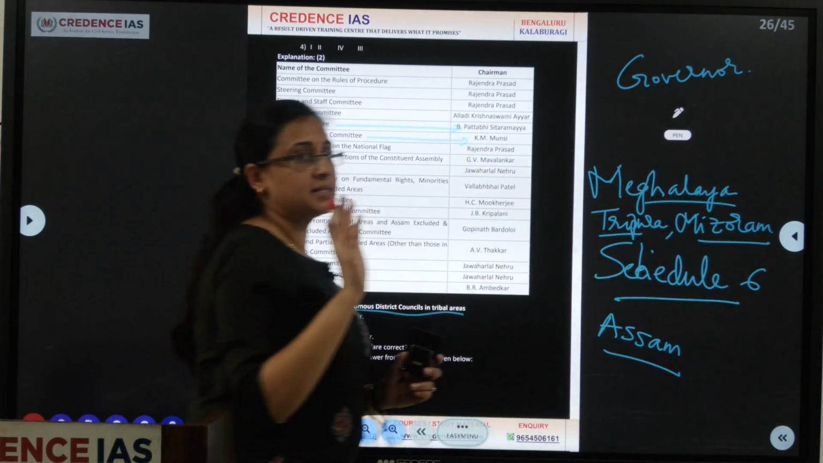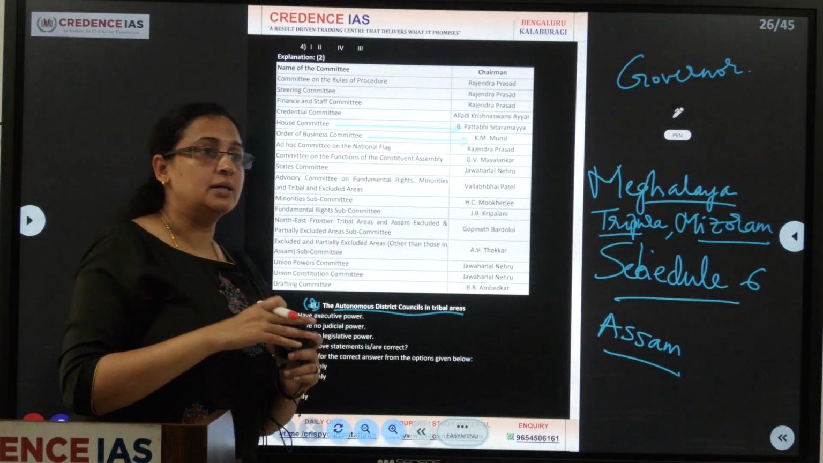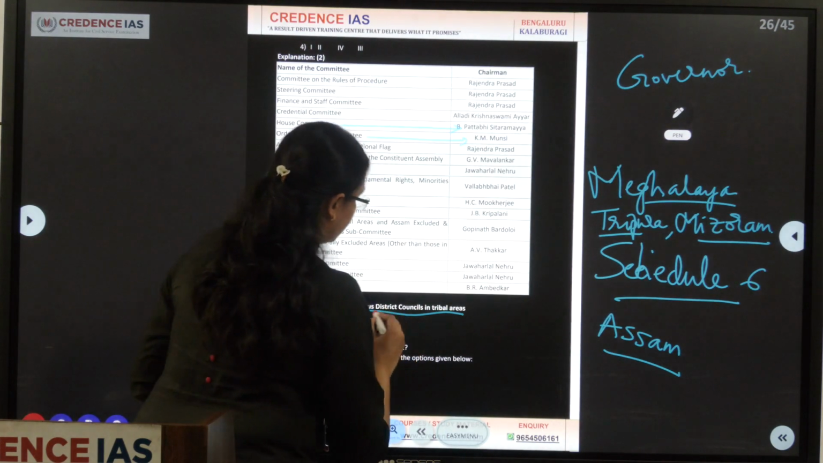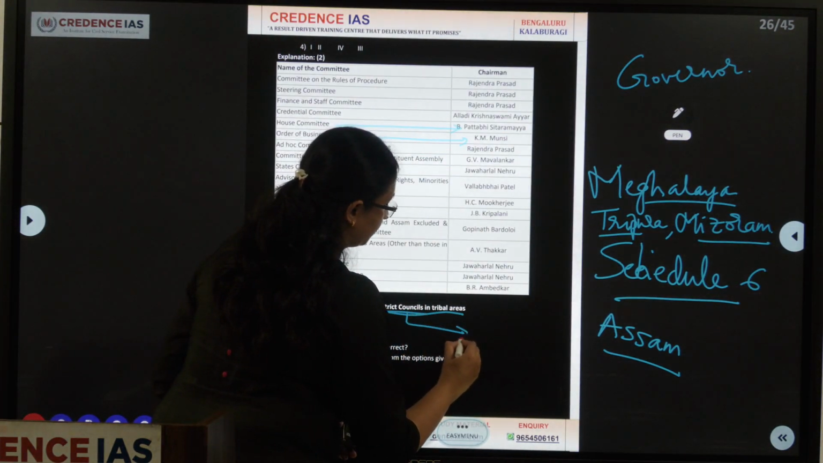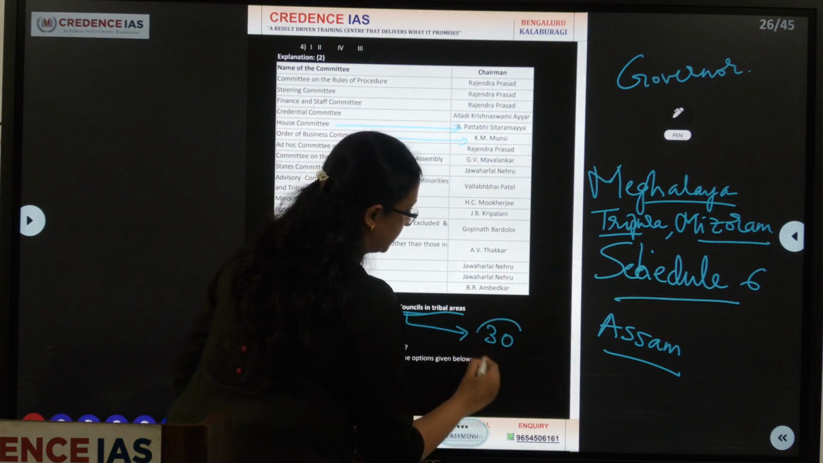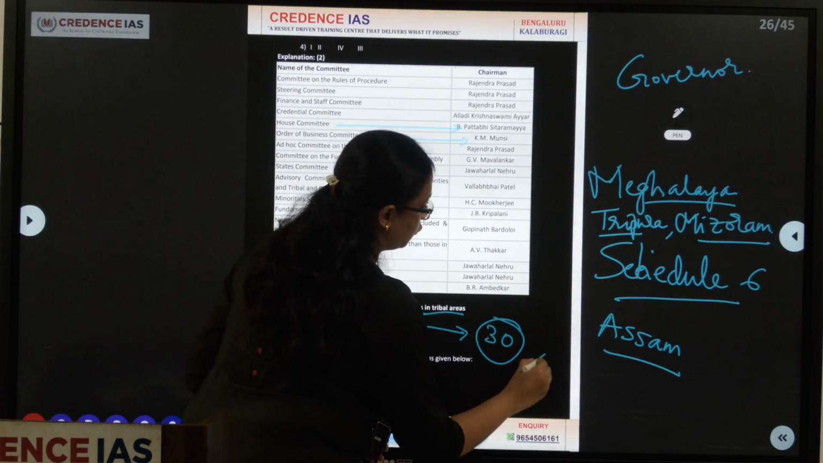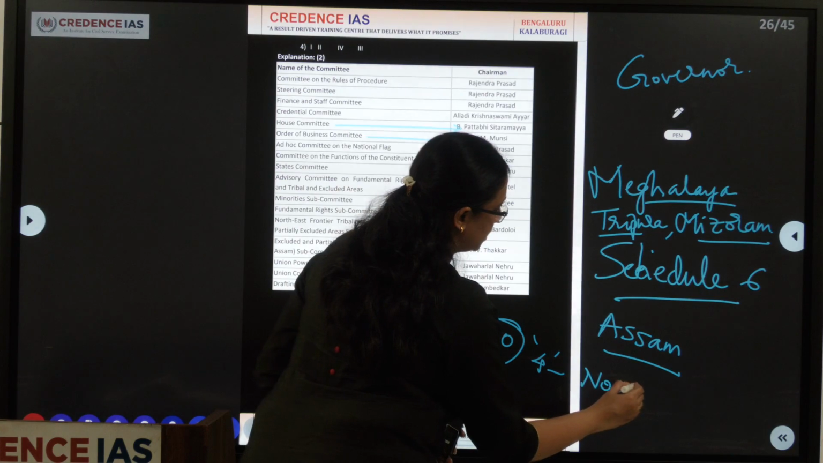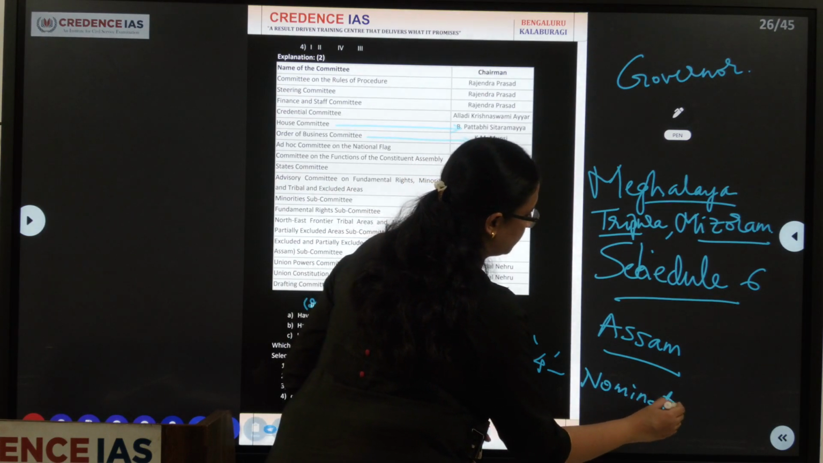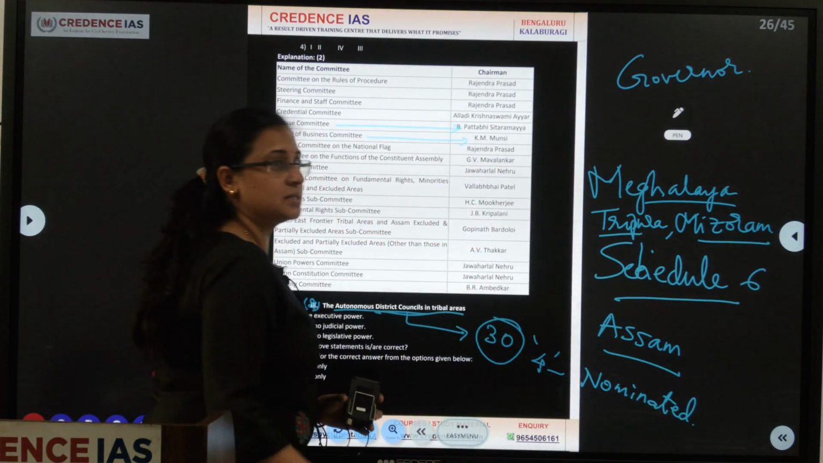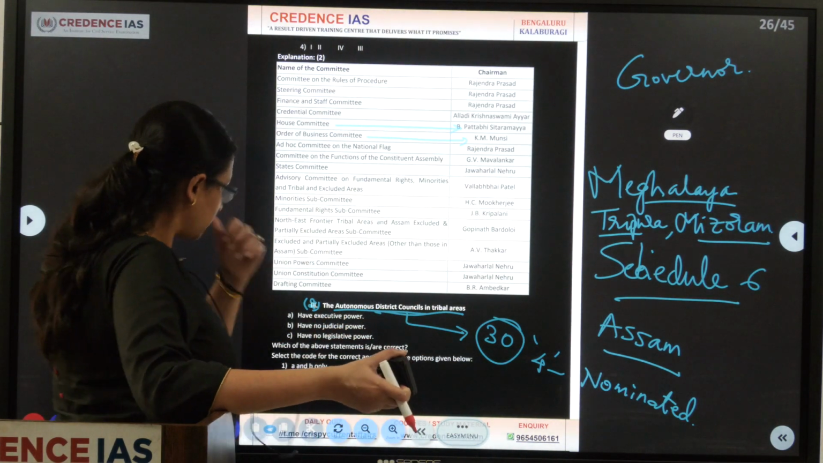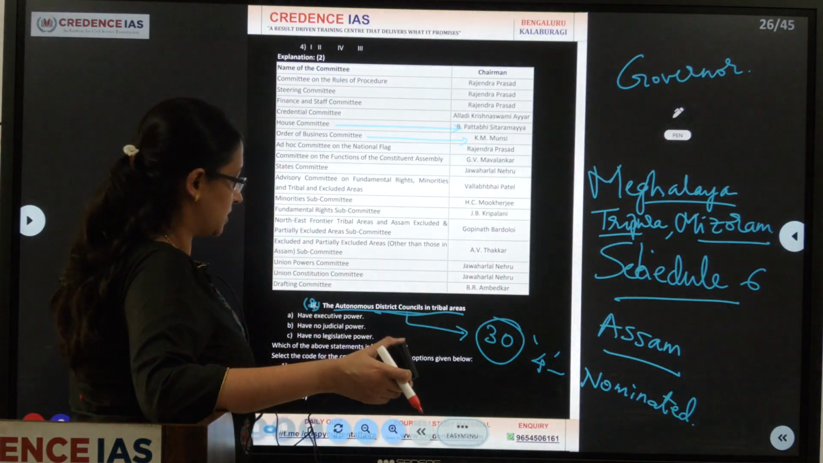So each autonomous district will have its own autonomous district council. Every autonomous district council will have 30 members, out of which 4 will be nominated by the governor and the other 26 will be elected among the people. Among the people in the sense among the tribal people, because it is a tribal area. So these are the autonomous district councils.